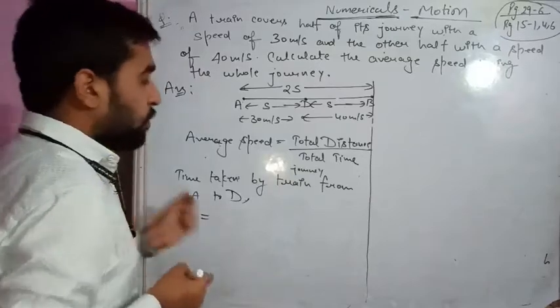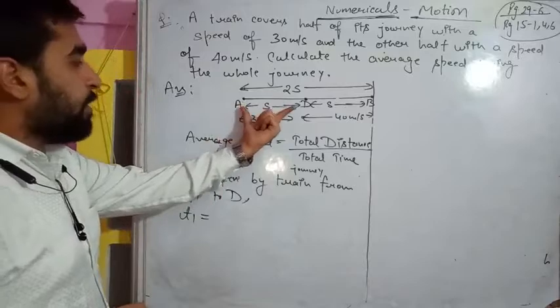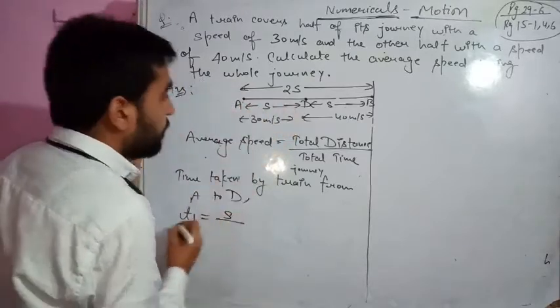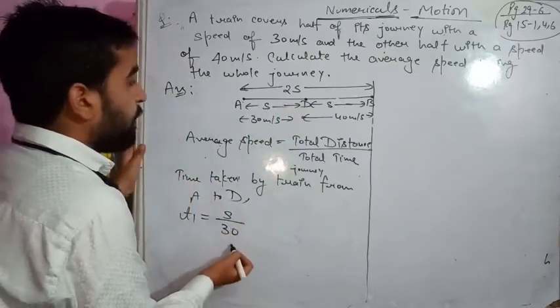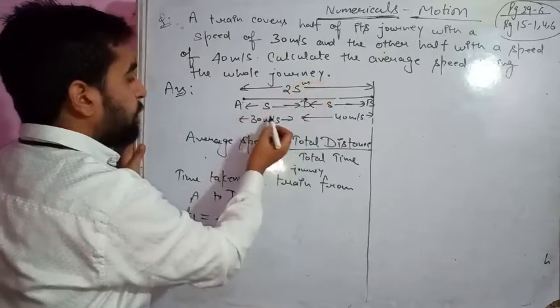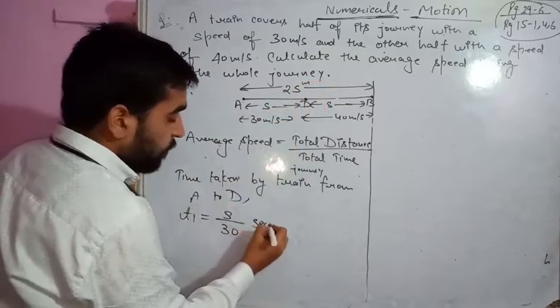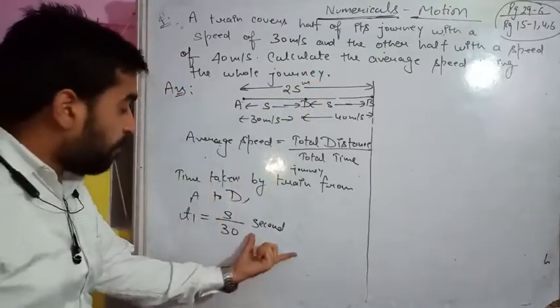So T1 is equal to, the formula for time is distance upon speed. So what is the distance traveled by the train, that is S, and what is the speed? Speed is given to us, that is 30. So S upon 30, we have assumed it in meter, and this is in meter per second. So this time will be in second. Don't be confused between S and second. That's why I have written second properly.